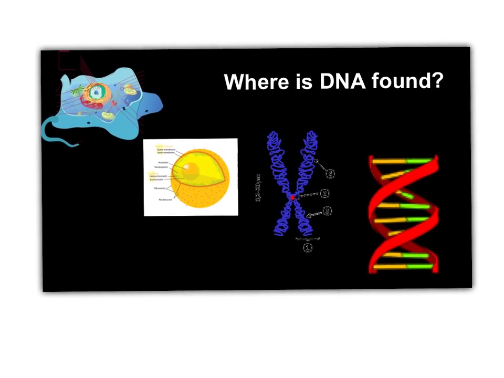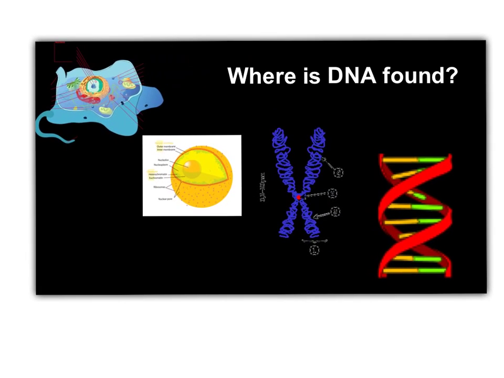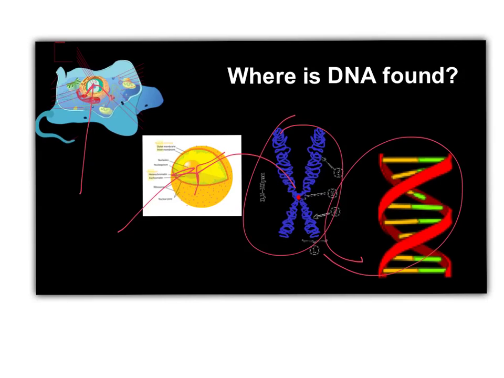All right, so again, where is DNA found? To break it down, here is our nucleus in our cell. Here are the chromosomes, which we find in our nucleus, and the chromosomes are made up of DNA. We find the DNA within those chromosomes.